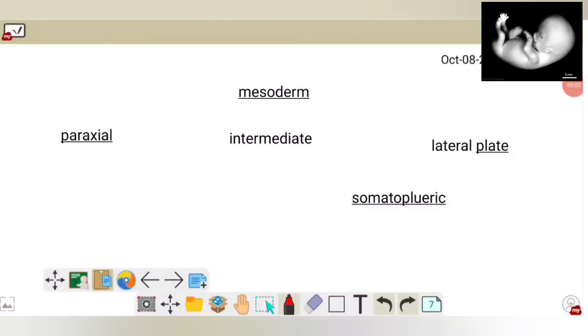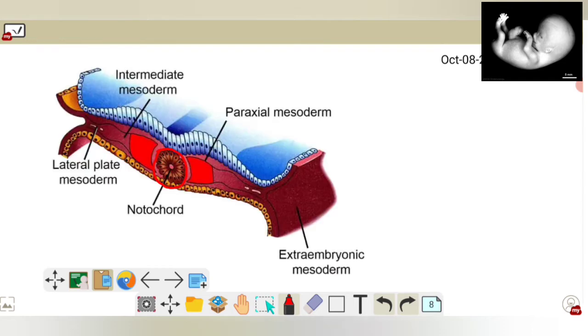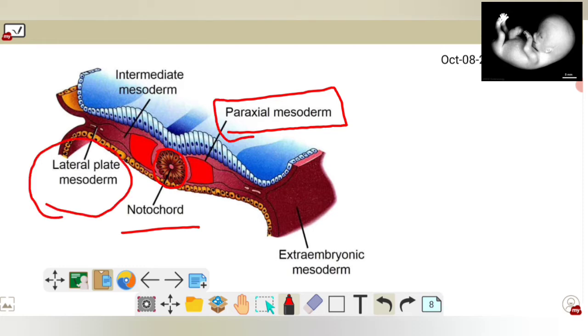Hello everyone, today's topic is derivatives of mesoderm. At the end of the third week, mesoderm gets divided into three types: paraxial, intermediate and lateral plate mesoderm. Now, in the center we have the notochord, and just lateral to the notochord, towards the midline, we have paraxial mesoderm. Laterally we have lateral plate mesoderm, which is further divided into somatopleuric and splanchnopleuric.